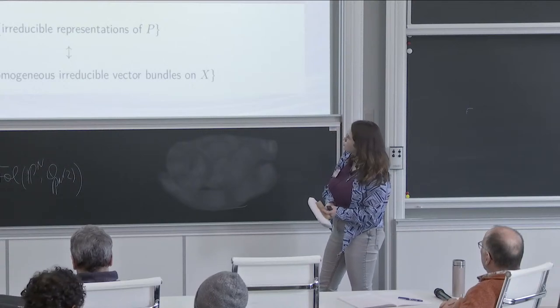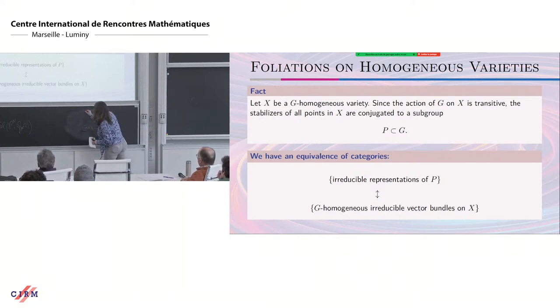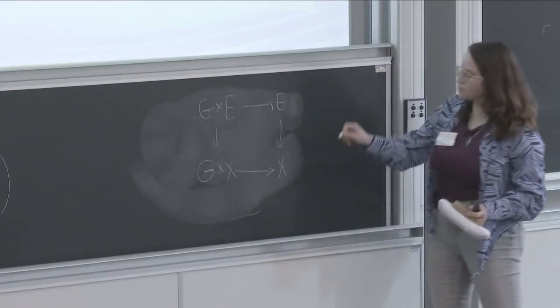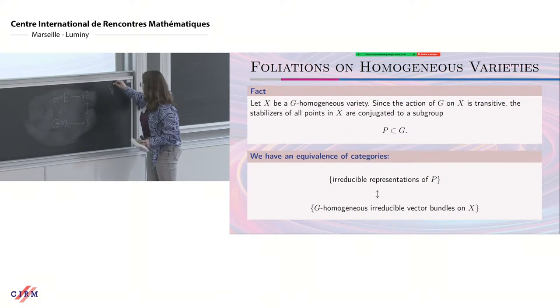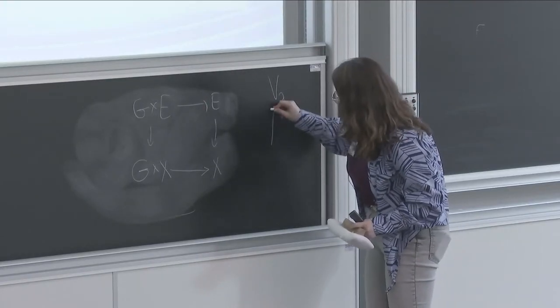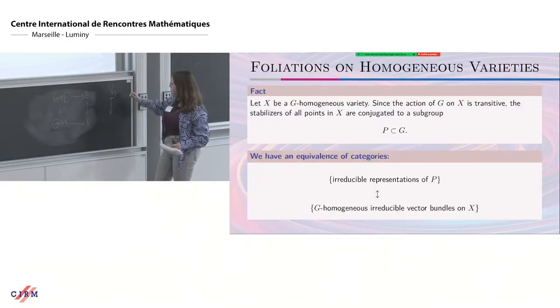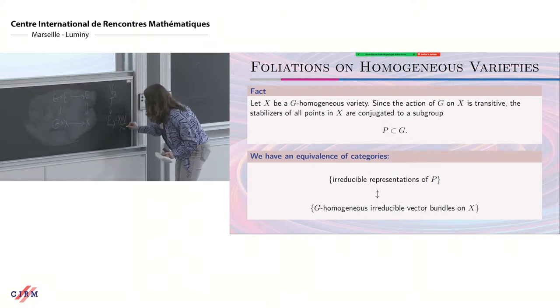So here, by G-homogeneous vector bundle, I mean that the action of G on X leads to an action on the vector bundle, and these actions are compatible. Another thing is, since the representation is irreducible, there is a unique highest weight, so we can denote the representation by V lambda. Then we can associate to this representation with highest weight lambda the vector bundle with weight corresponding to this weight, given by the quotient by some equivalence relation.